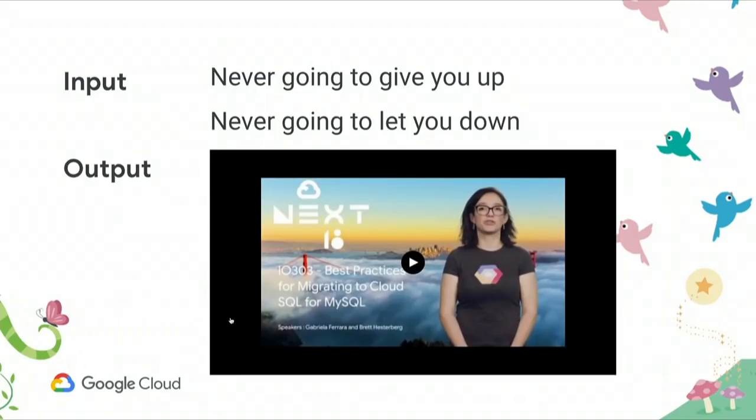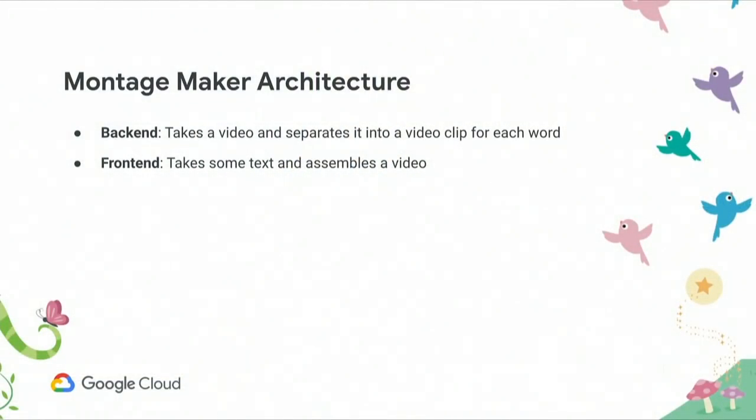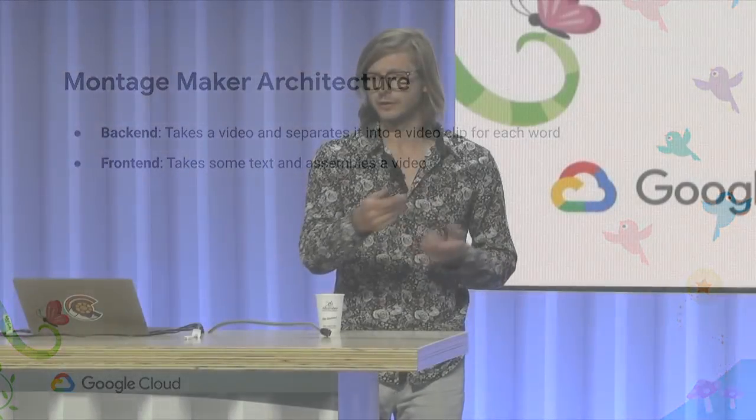So not exactly a deep fake, but you get the idea. What this consists of is a backend which will take a video and separate it into individual word clips for each word, and a front end that will take a text input and assemble that text into videos using the clips that we split from the backend.